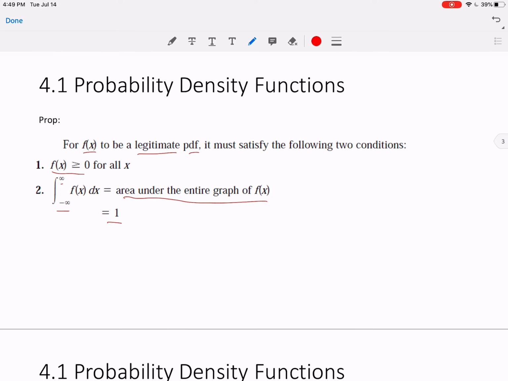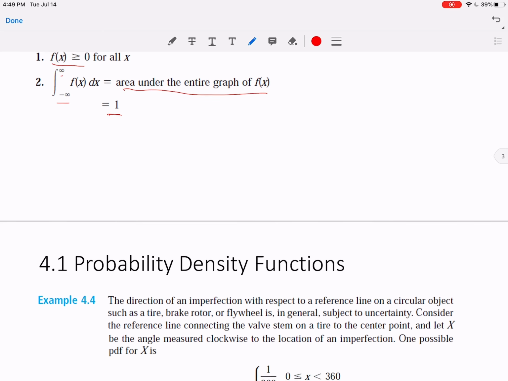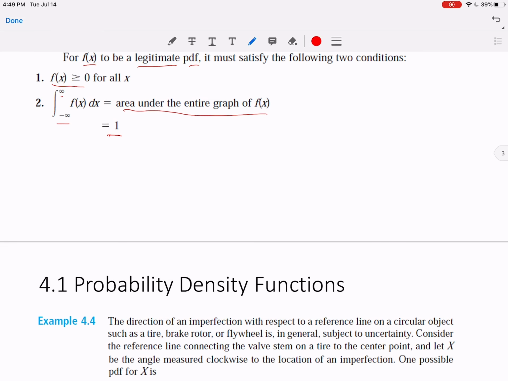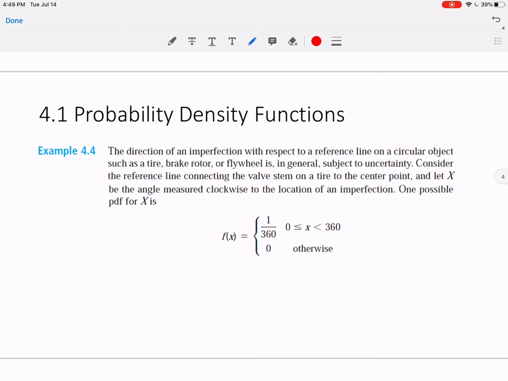So actually, since we are integrating f of x on the whole number line from negative infinity to positive infinity in general, that means we're adding all the probabilities together. Okay, so based on the property of the probability distribution, we know that the sum of all probabilities is equal to 1. And that's why we have 1 here. All right. And of course, this is in general from negative infinity to positive infinity. In some different problems, it will give us some specific intervals.